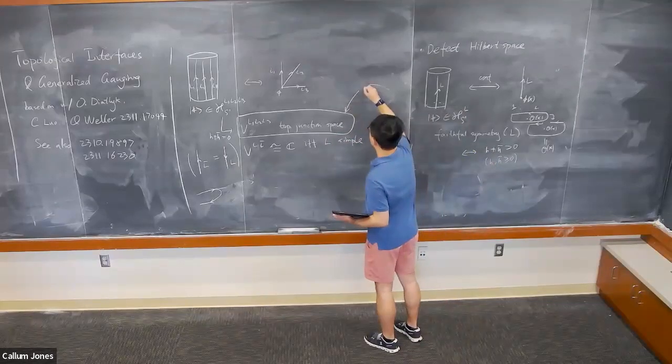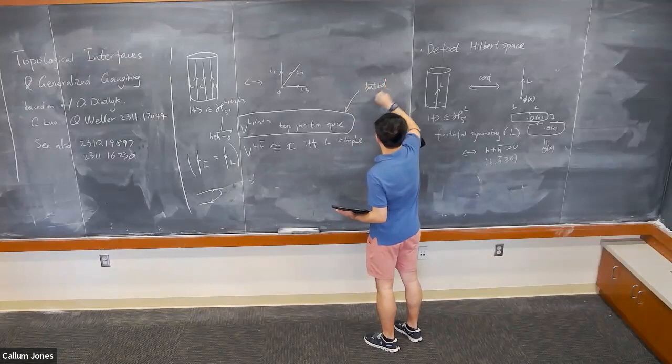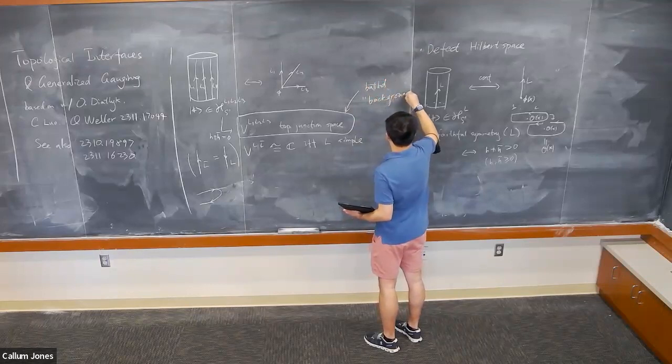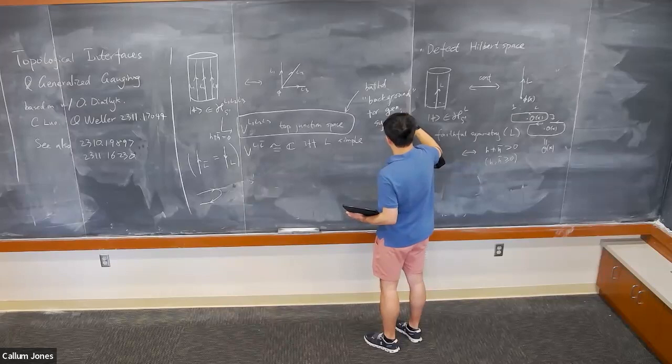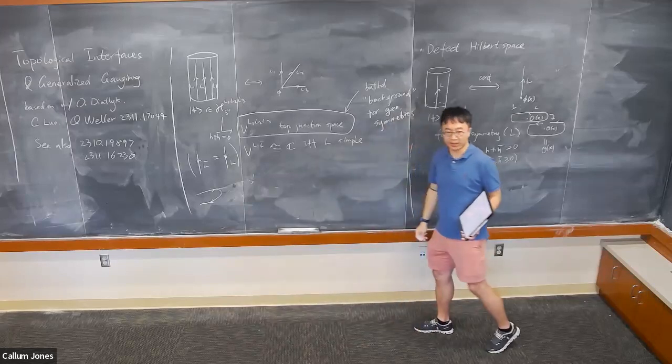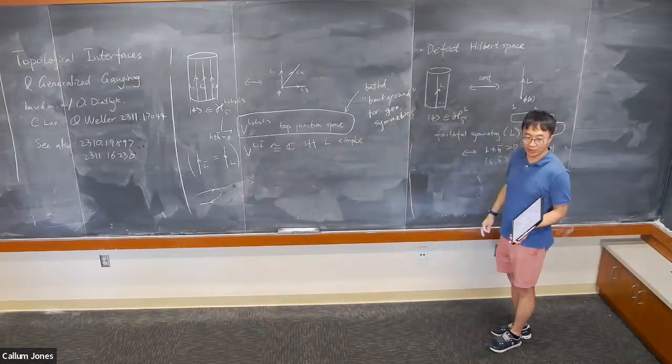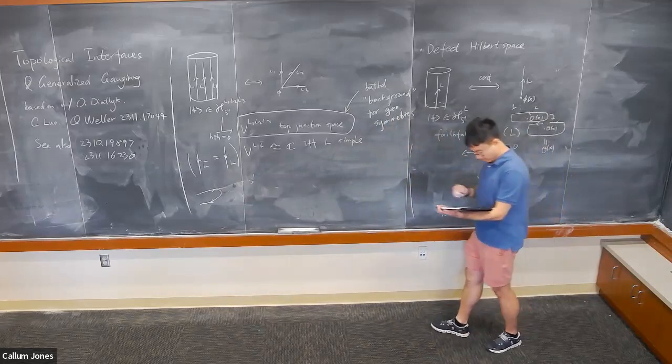So these are building blocks for building a background for generalized symmetries, which is the starting point to think about gauging this corresponding symmetry.